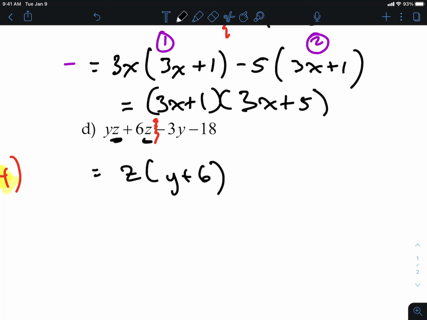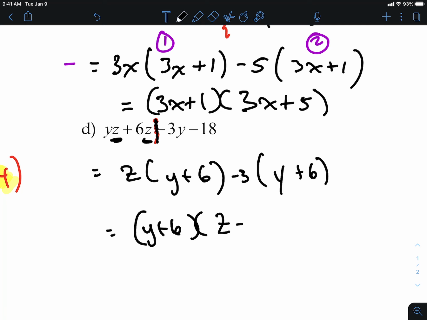Okay. And then what's in the second half? This is why I drew the line over a little bit so you could still see the sign there. If I take out negative 3, because I need the piece to be positive on the other side, I'm going to get y plus 6. So then your final answer is y plus 6 multiplied by z minus 3. Done.